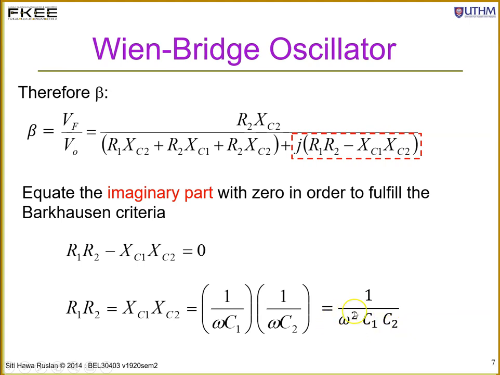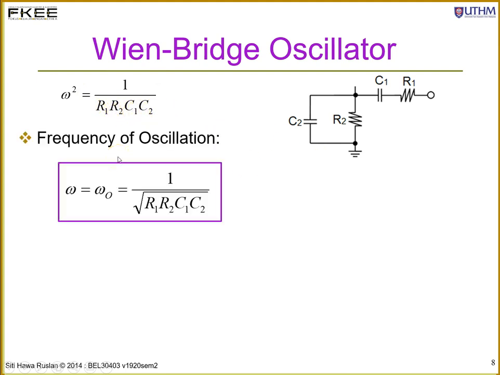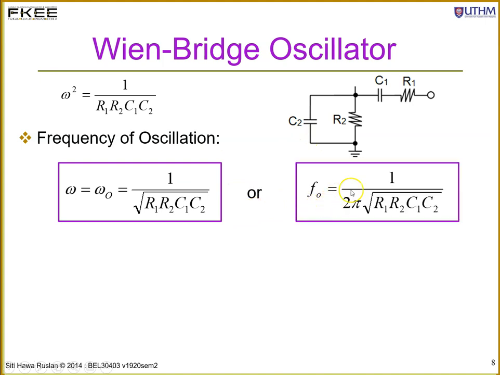So we want to find what this omega is. This omega squared is 1 over R1 R2 C1 C2. Okay. And from there, the frequency of oscillation, we call it omega naught, equals 1 over the square root of R1 R2 C1 C2. This is in radians per second. Or in hertz, it will be f naught equals 1 over 2 pi square root of R1 R2 C1 C2. Okay, so this is the frequency of oscillation.